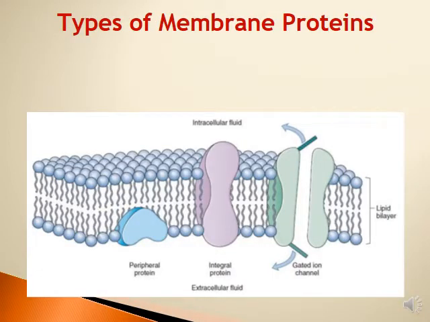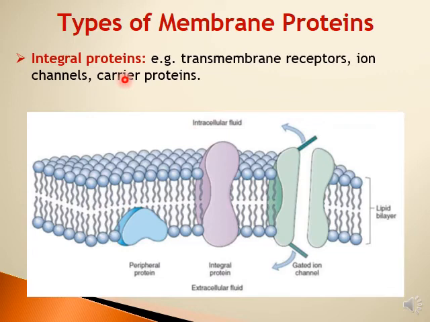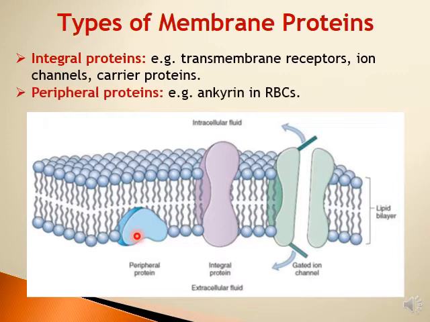So, according to the previous slide, we have at least two different types of membrane proteins. Those that fully span the membrane, the phospholipid bilayer, we call them integral membrane proteins. These are transmembrane receptors, ion channels, and carrier proteins, and we'll cover them in the coming slides of this session. And we have some proteins that are not spanning the entire thickness of the phospholipid bilayer, and we call them the peripheral proteins, like the ankyrins in the red blood cells.